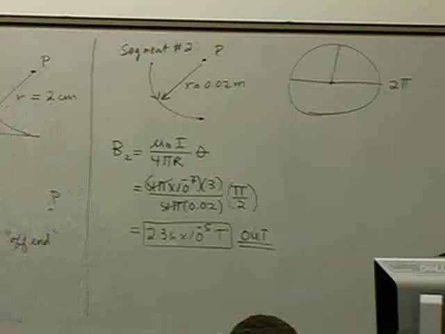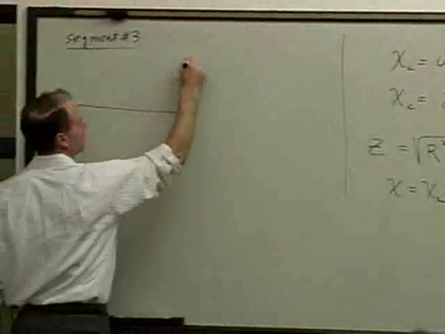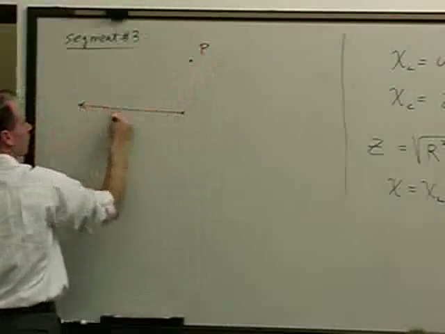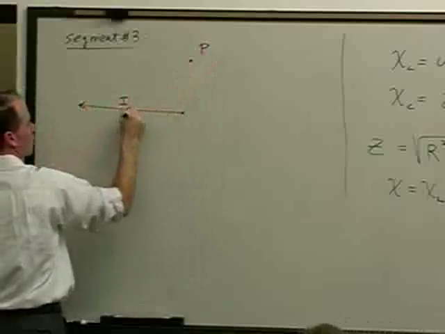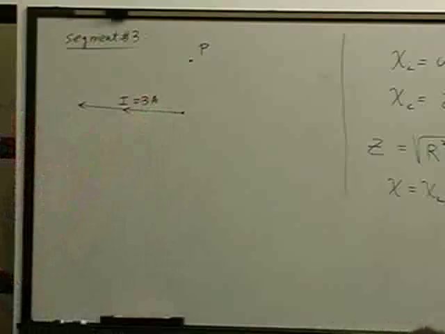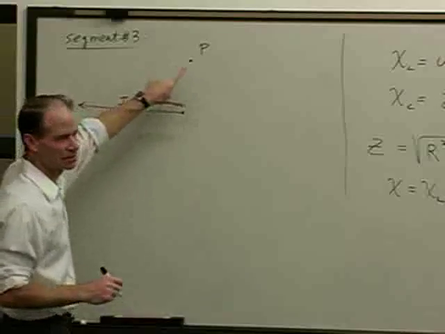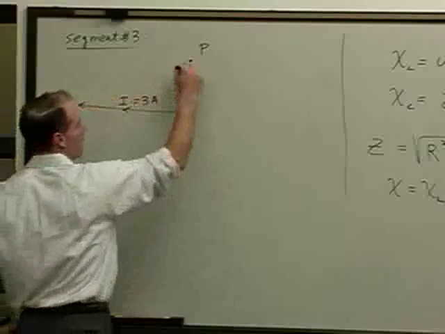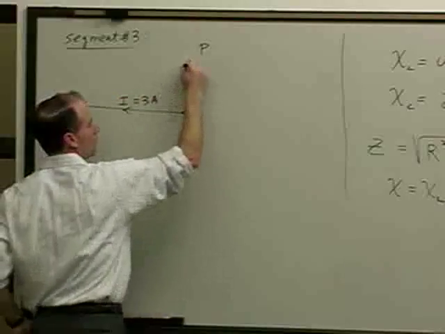So the last thing is segment 3. We've got the segment that's coming out like this. Here's point P. At least at first glance, it might look like it's off the end, but it's not. Right? Because we're actually removed some distance from the line of the current. And in fact, the distance that we're removed is equal to R.